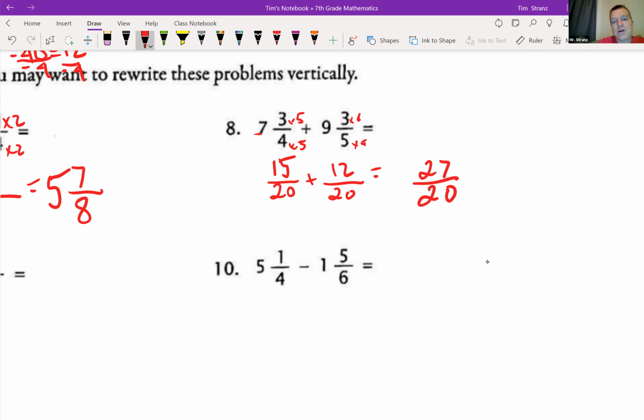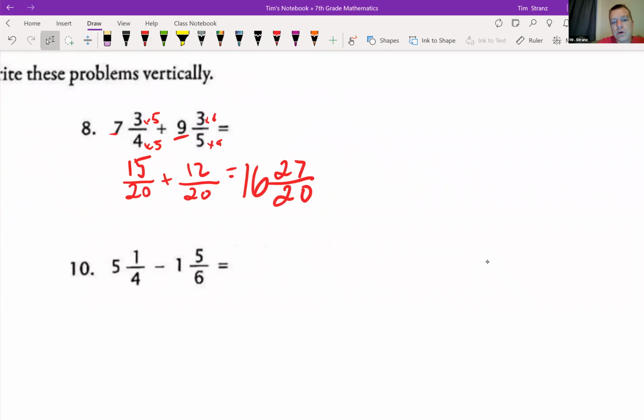Got to add my whole numbers back on, 7 and 9, which is 16. Since it's 27 over 20, I can take another whole one, so that's going to be actually 17. There's 7 left over, so 17 and 7/20.